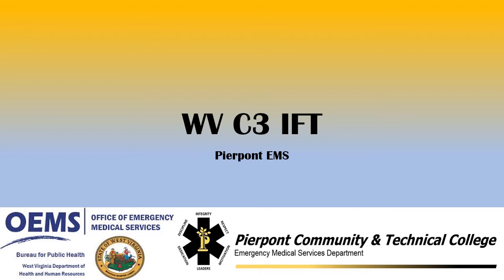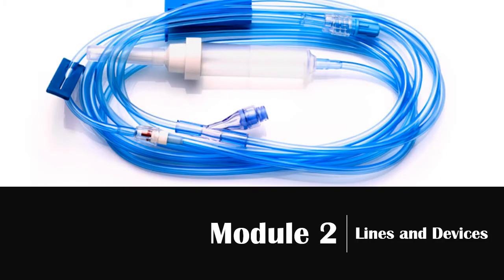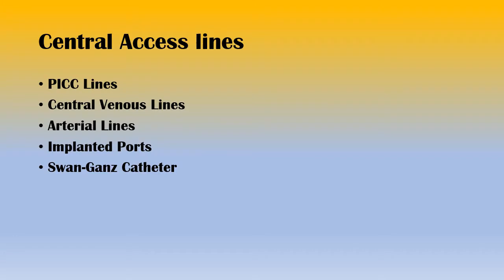We're going to go ahead and start Module 2. Module 2 is going to be all about lines and devices. Sometimes when we take patients on transports, they have more than just a regular IV. Sometimes they have some very advanced lines that we're going to need to know how to deal with in the transport environment. We're going to start things off with central access lines.